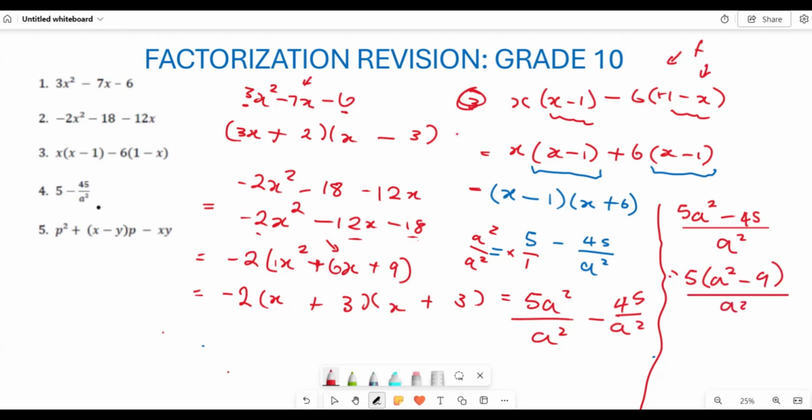And a squared subtract 9, can you see that this is a difference of two squares? So here I am going to have 5 into bracket a and 3, and also a and 3, with a plus and a minus, all over a squared. Now, this is how I am going to work with this one. Are we fine? So basically that's how you are going to work with this.